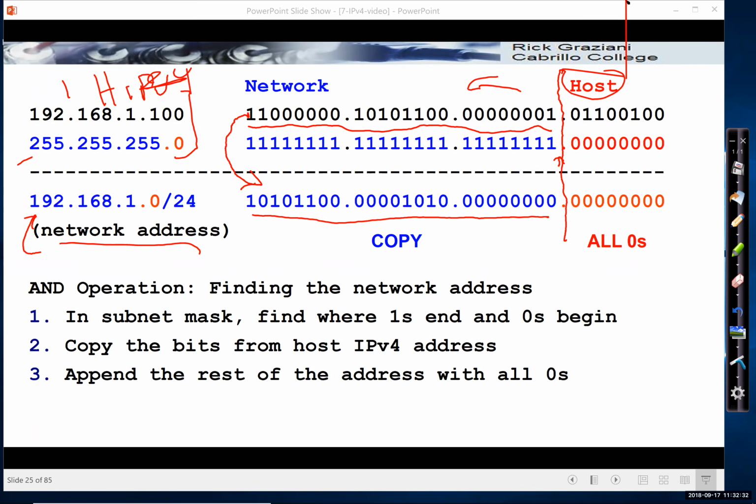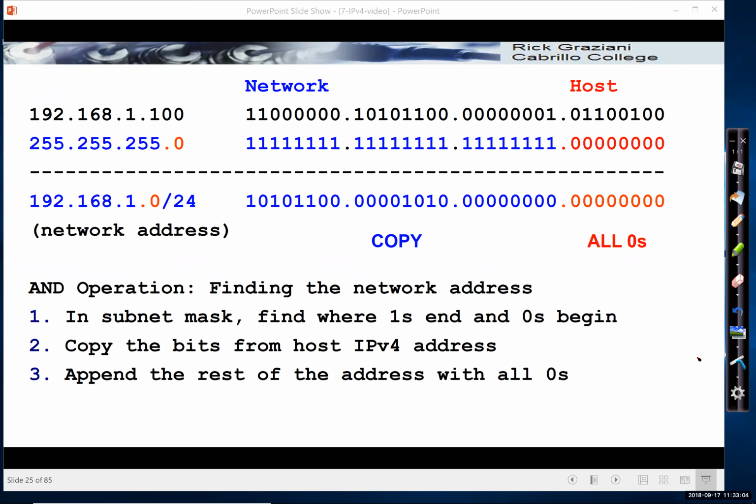But what we're doing here is just finding the network address. We copied the bits from our host IPv4 address into the network portion of our network address. And network addresses, as we're going to see more later, end in all zeros. The host portion is always all zeros. So we just put all zeros. Very easy to do. All right, let's take a look at a couple more examples here.